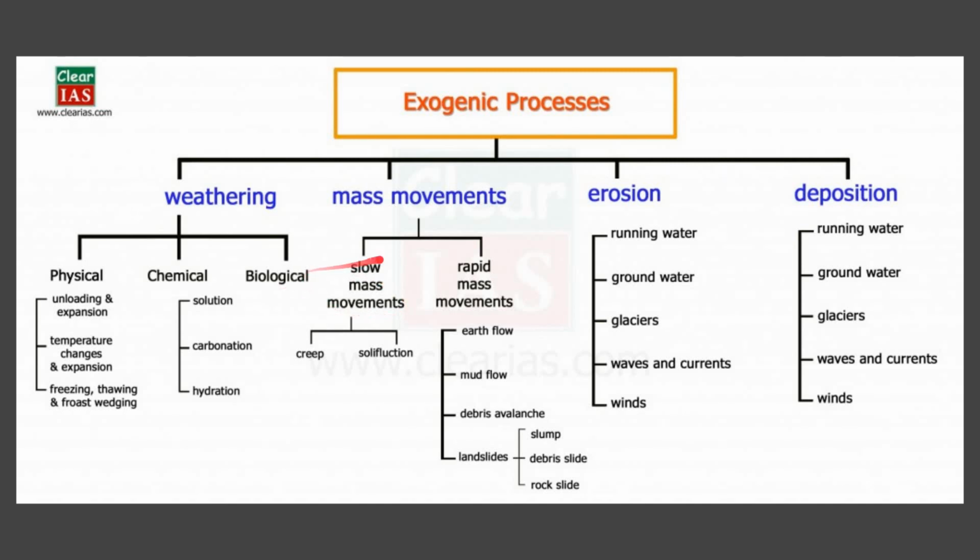Mass movements. You can think about rapid mass movements like mud flows or avalanches of debris or landslides, but there are also slow mass movements of material down slopes, such as soil creep or solifluction. There's erosion of various kinds, when something gets picked up and moved by either water or wind or waves or glaciers. And then, of course, deposition.